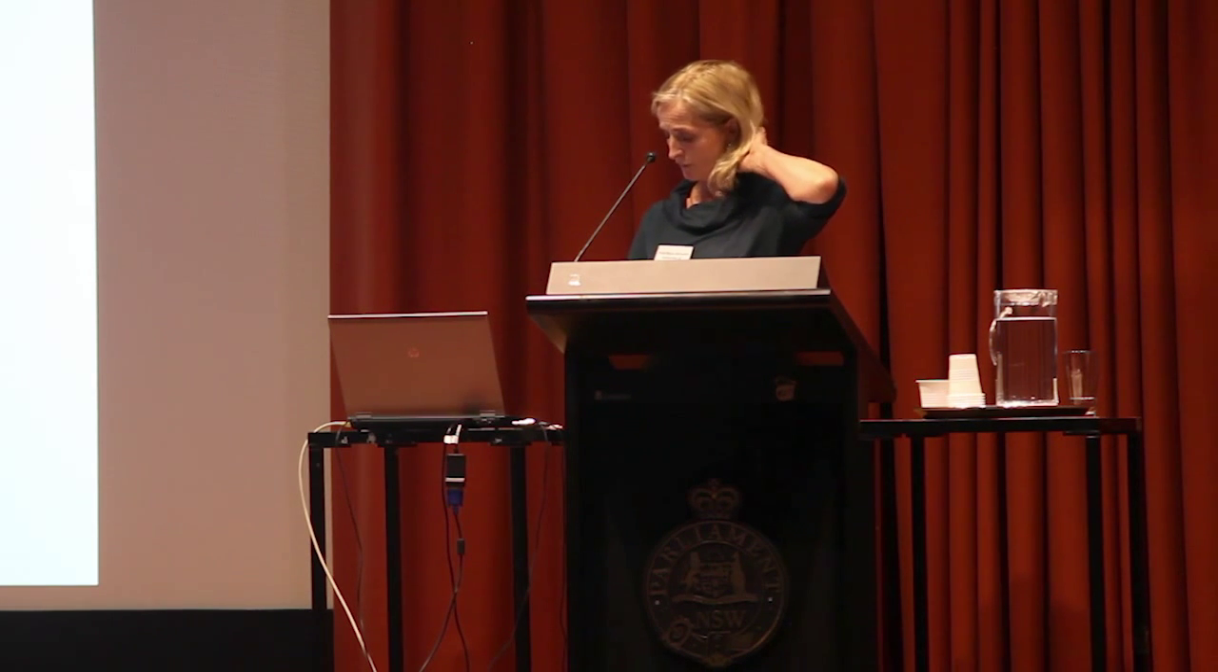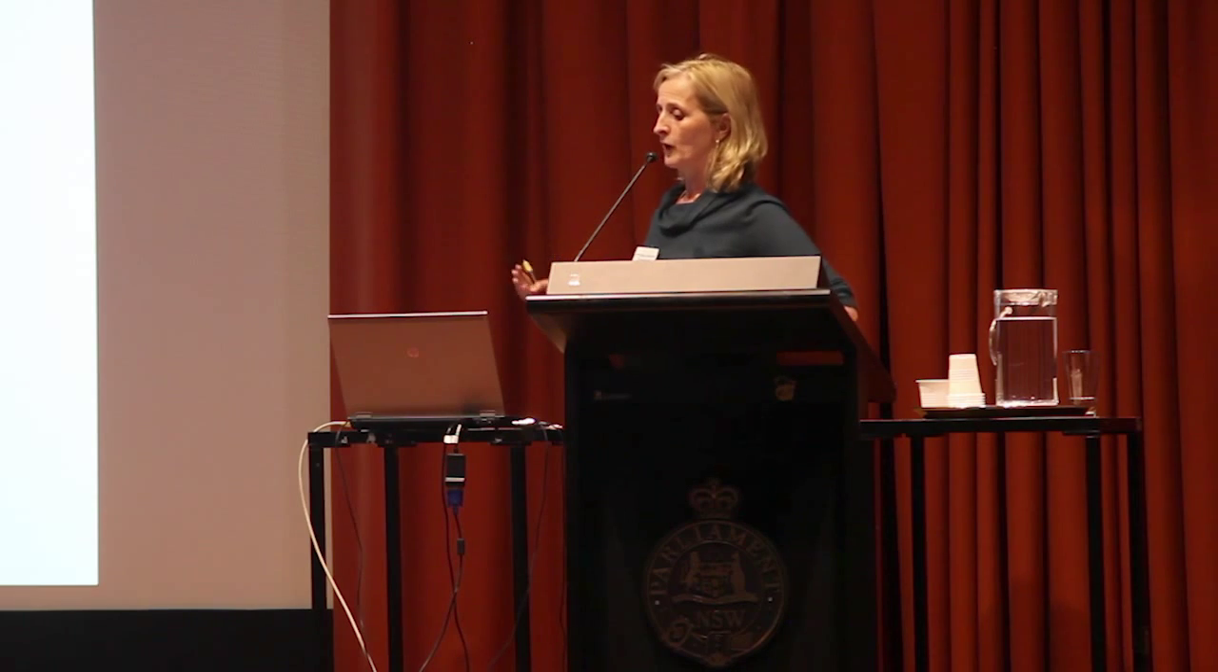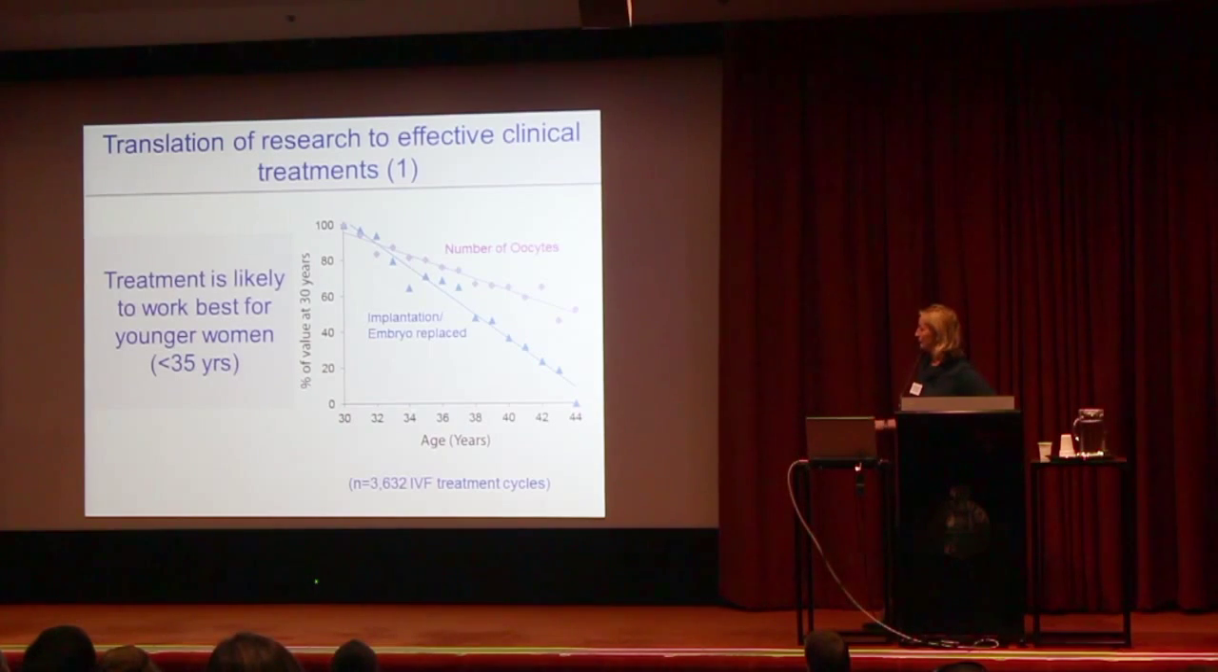So looking at just these final few slides, how we might translate these techniques into effective clinical treatments. An important point is that treatment is likely to work best for younger women. Just to explain that, this is data from our IVF clinic, and what you see here in the purplish color is the number of oocytes, and this is the implantation. The implantation is when we replace an embryo, does it implant to give us a heartbeat at 6 weeks. So this is at 100% here at the age of 30. It's normalized to the number of oocytes and implantation rate at the age of 30.